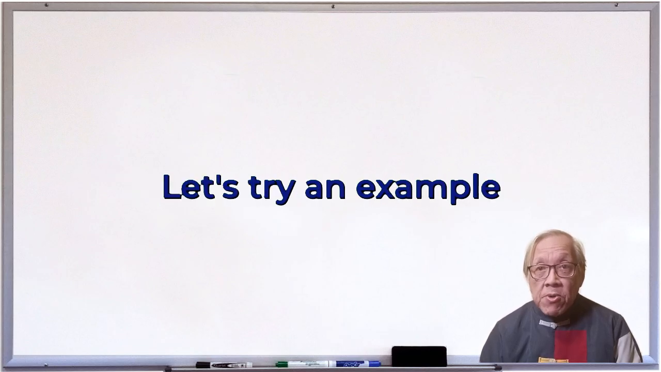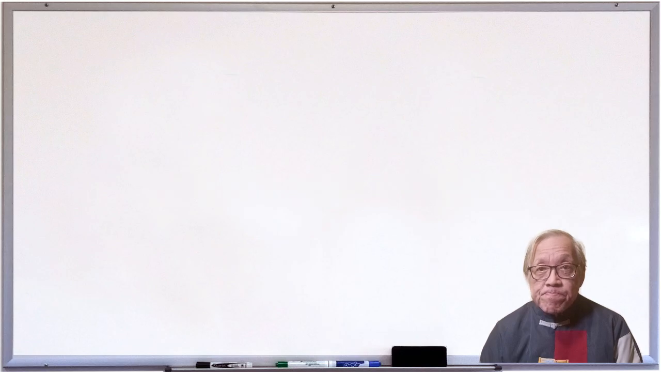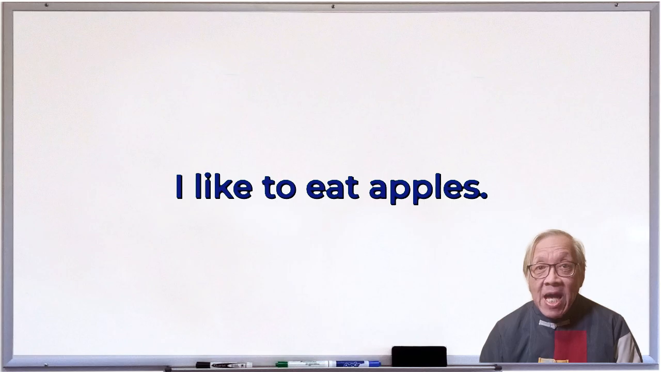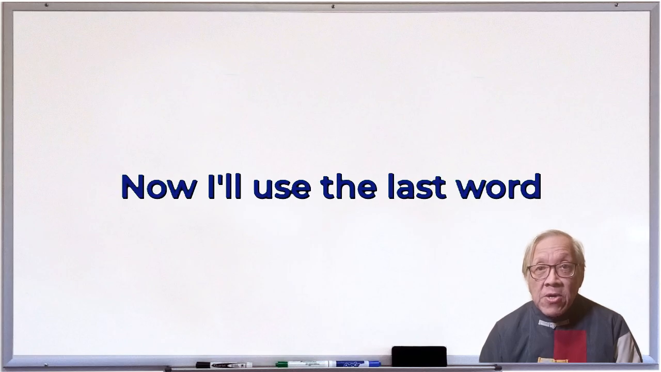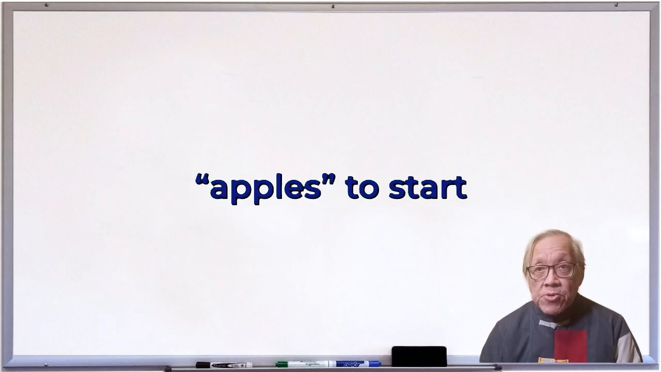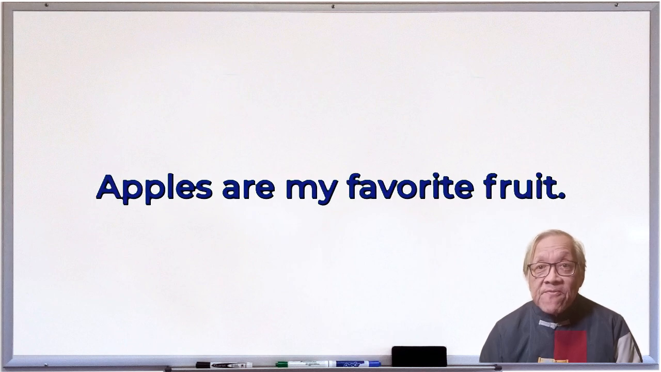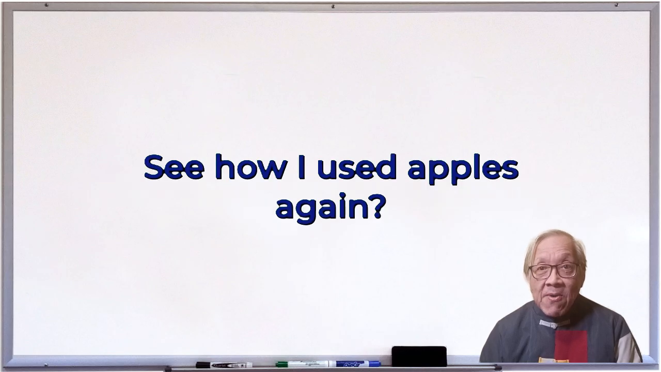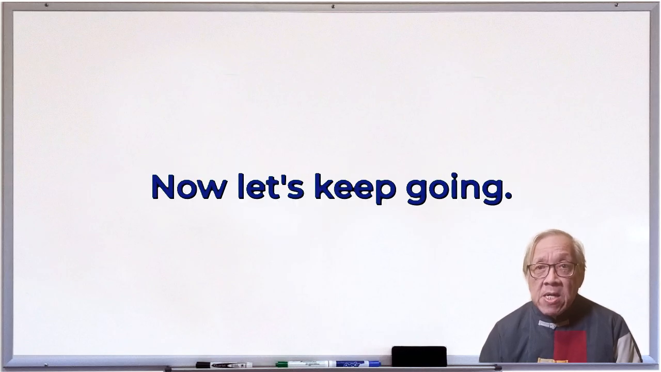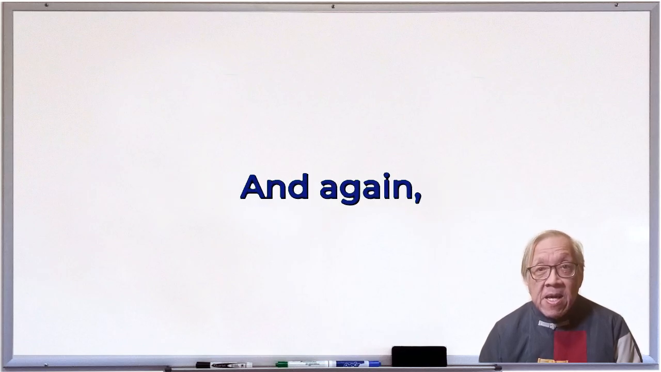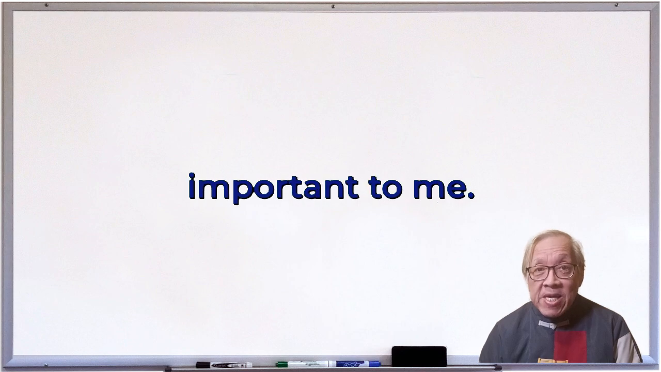Let's try an example and see how it works. I'll start with a simple sentence. I like to eat apples. Now, I'll use the last word, apples, to start the next sentence. Apples are my favorite fruit. See how I used apples again? Now let's keep going. Fruit is good for your health. And again, health is very important to me.